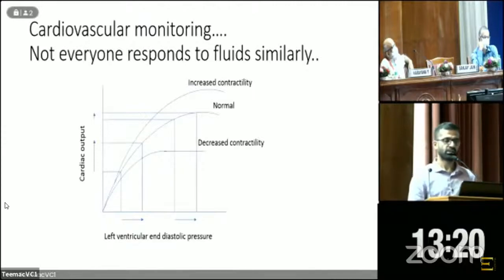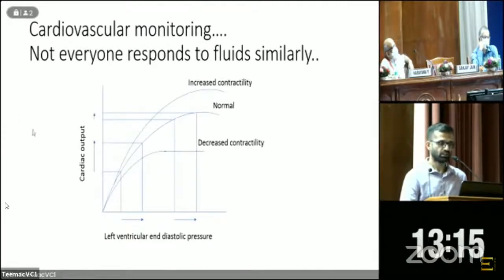So not all patients respond to fluid similarly. Here I'm showing the Frank-Starling curve. On the x-axis, you see the left ventricular end diastolic pressure, which in turn is determined by the preload of the heart. So with an increase in the preload and the left ventricular end diastolic pressure, the cardiac output increases. But it would be different in a patient with decreased contractility and normal contractility.